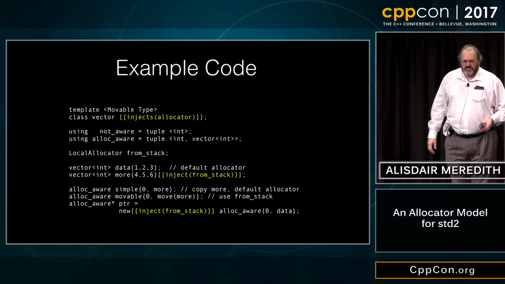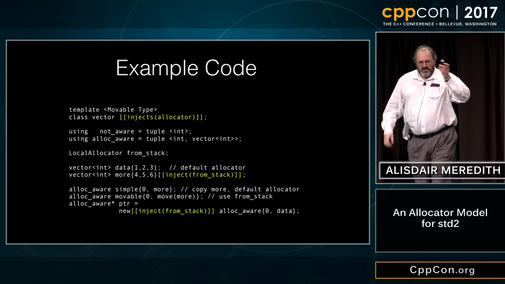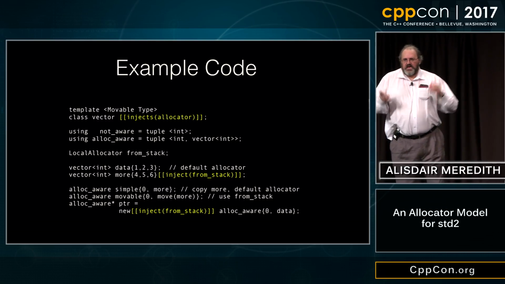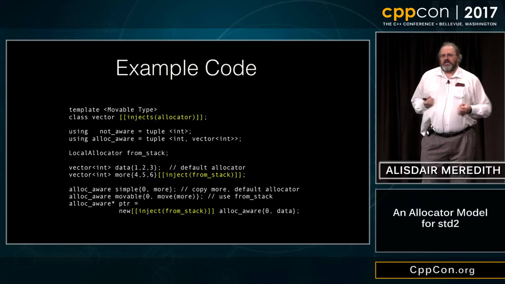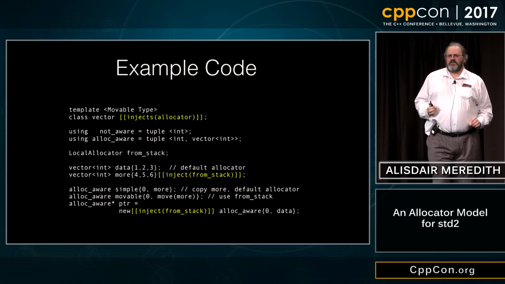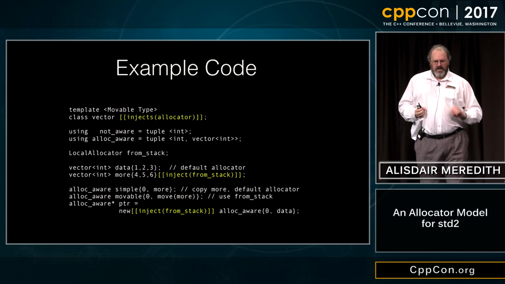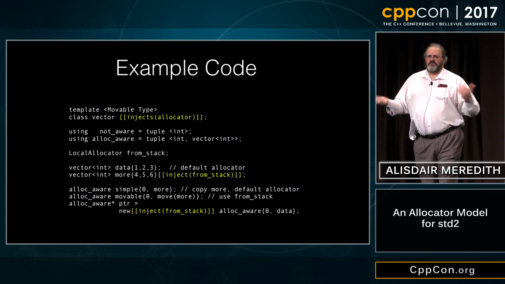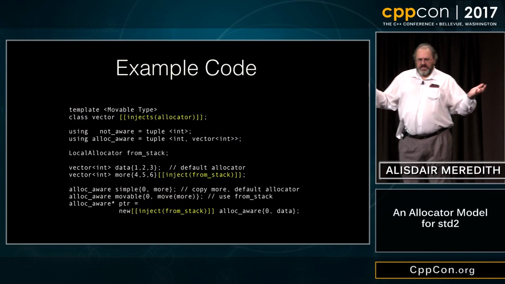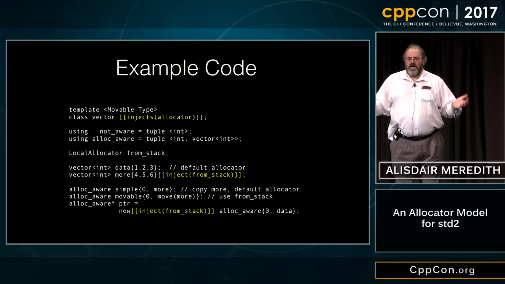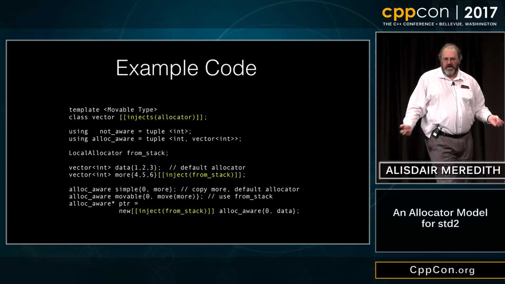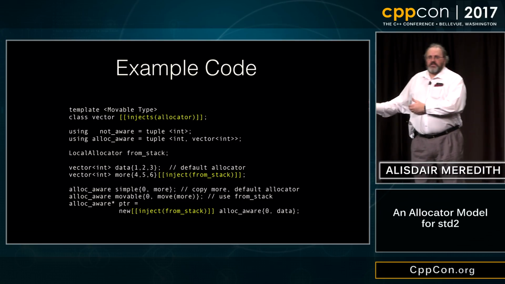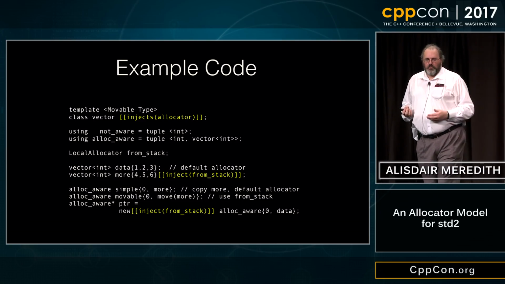So we're in C++20, we already have concepts, great. I've got template movable type class vector that says, I inject allocators here. So I'm explicitly stating in this case that vector is allocator aware. Then we'll have an alias called not aware for tuple of int. Well, tuple doesn't need allocators. Int is certainly not allocator aware, so a tuple of int is not allocator aware. Whereas a tuple of int and vector of int, vector is now allocator aware.